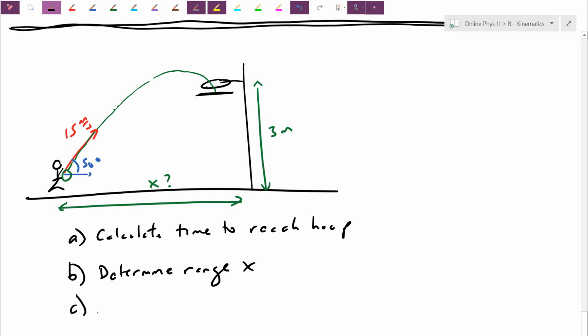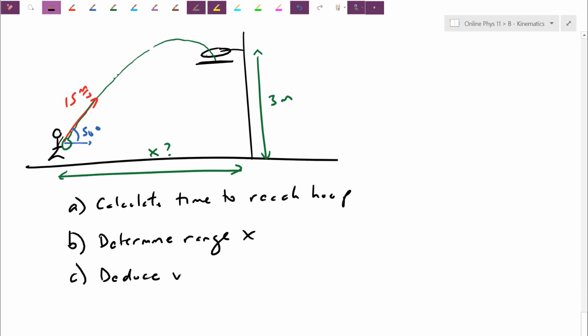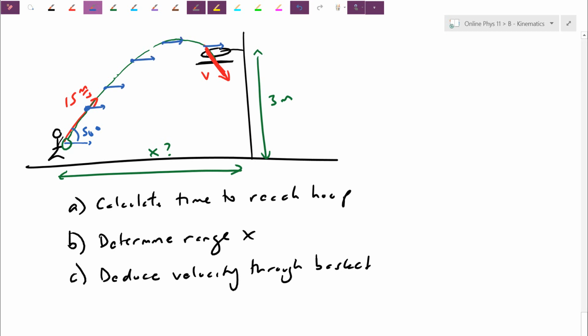And then C, deduce. I'm just going to try to get you used to different command terms here. Deduce the velocity through the basket. Right, and that velocity here, again, you can probably see it here. This is going to be some diagonal. The x part is going to be unchanged. The x was always going to be the same speed. There's no horizontal acceleration, but you're going to need to calculate the y part and do what we just did there. Use Pythagoras and get the diagonal, get that angle there.